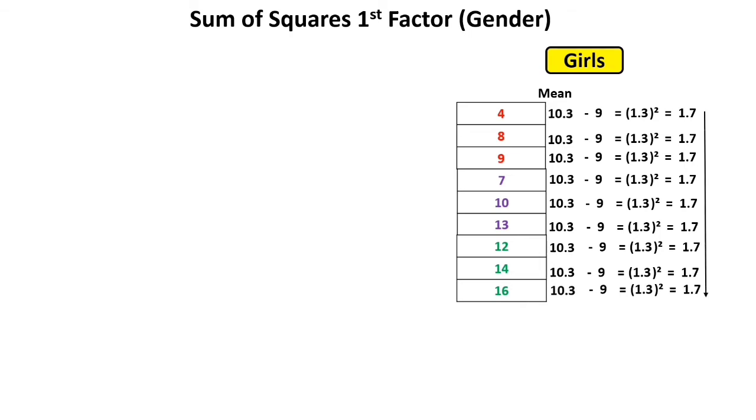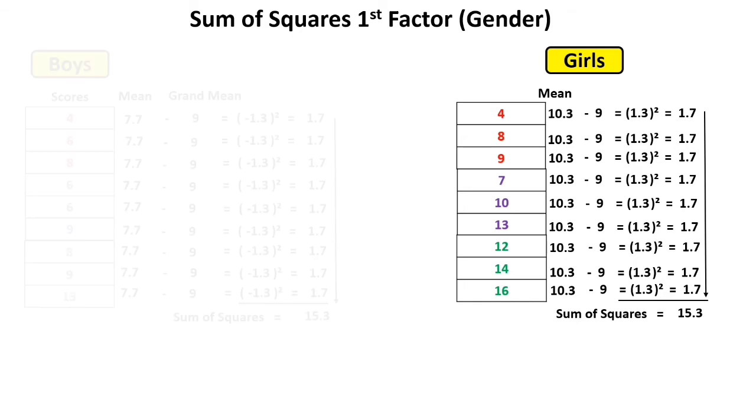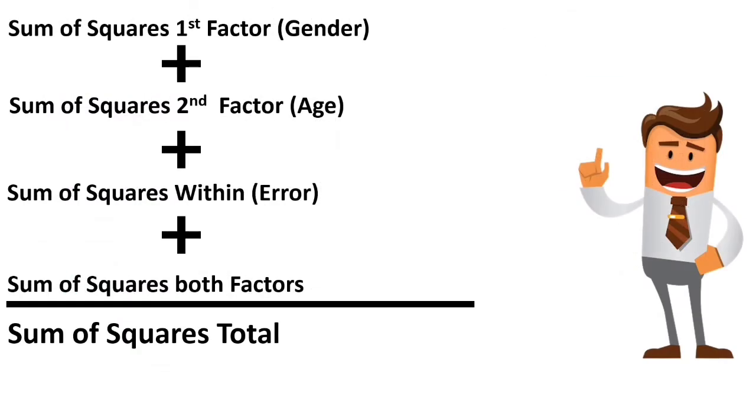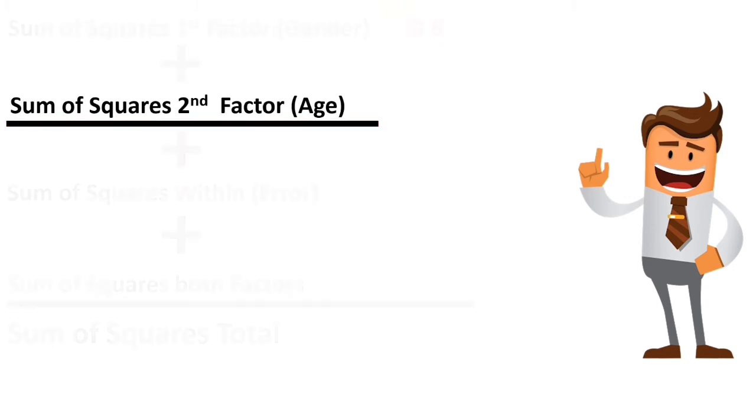Then I'll sum them up. The sum of squares is also equal to 15.3. So the sum of squares for the first factor is going to be equal to 15.3 plus 15.3, and that is 30.6. Now let's do the sum of squares for the second factor, which is age.